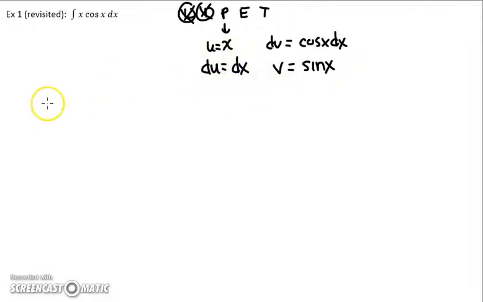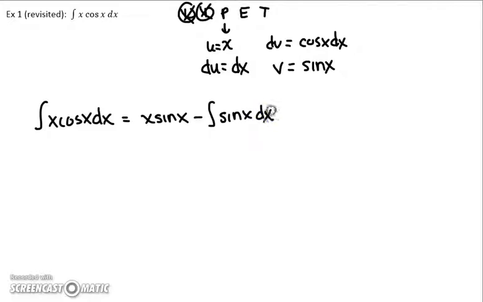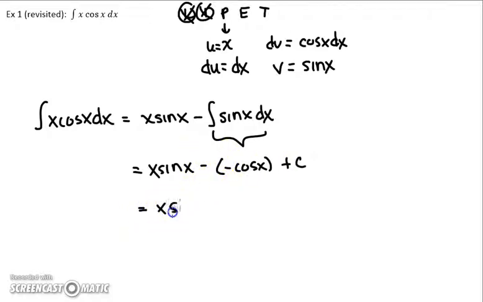Looking at our rule, the antiderivative of x cosine of x dx is equal to u times v, so x sine of x, minus the antiderivative of v du, so sine of x dx. Now we still need to actually take this antiderivative. The antiderivative of sine of x is going to be negative cosine of x. And we have a plus C. Two negatives are going to give us a positive.